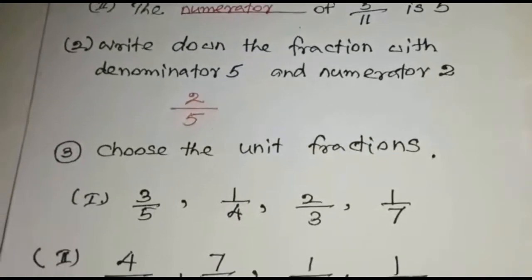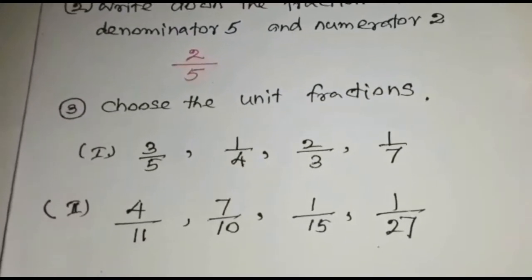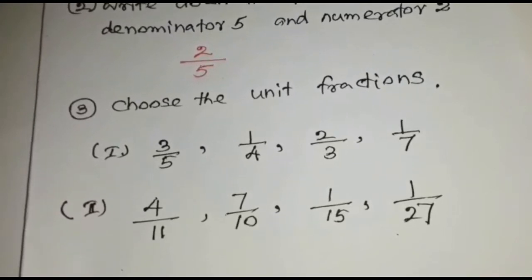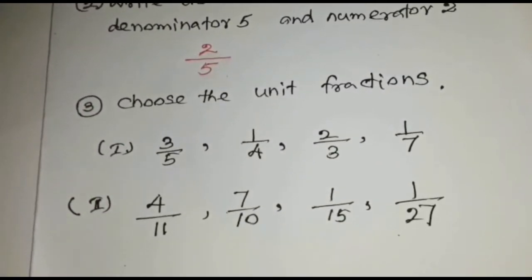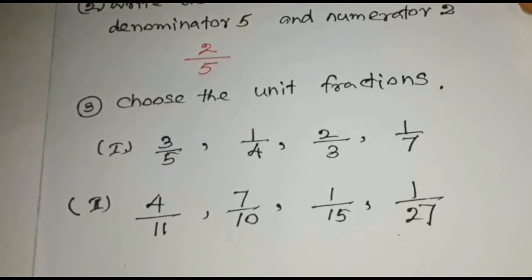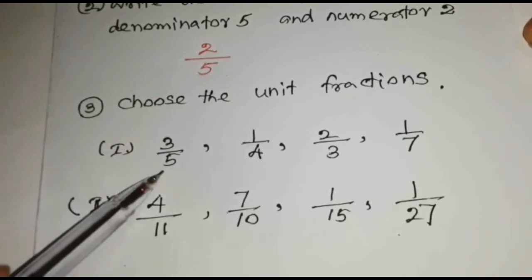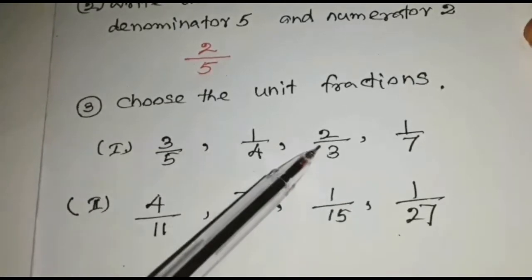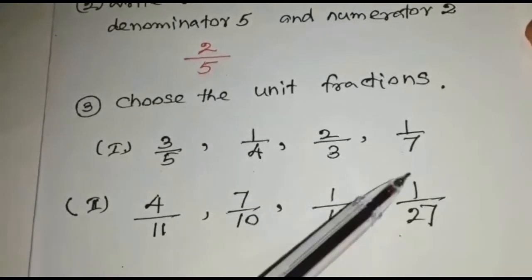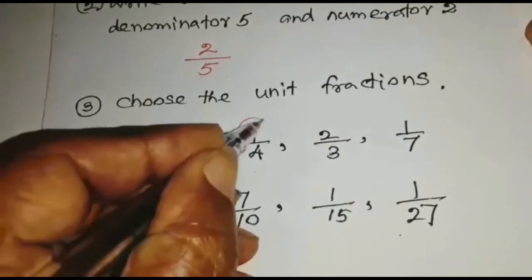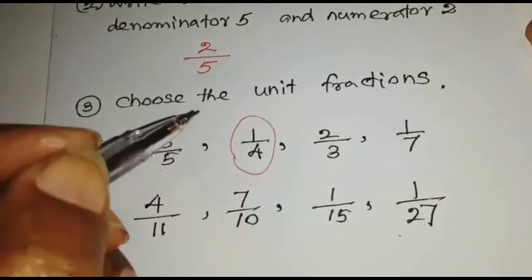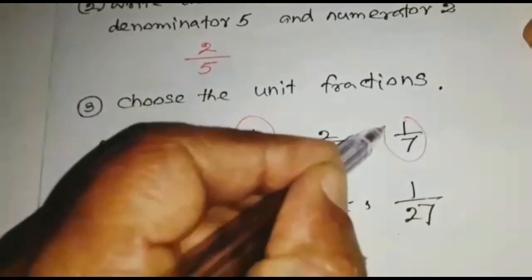Now third question, choose the unit fractions. Now we know what are unit fractions. Unit fractions means numerator always 1 and denominator any number. Now let's choose the unit fractions. 3 over 5, 1 over 4, 2 over 3 and 1 over 7. We can see two unit fractions, 1 over 4 and 1 over 7.